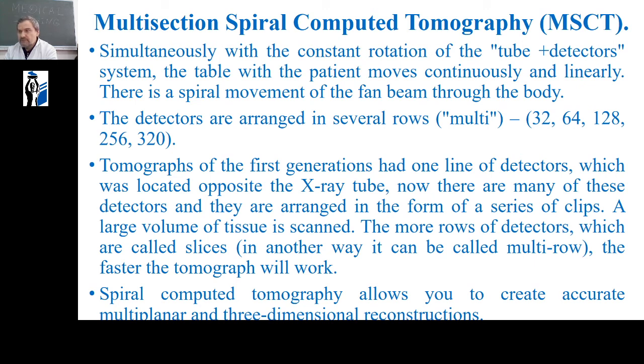Spiral computed tomography allows you to create accurate, multiplanar, and three-dimensional reconstruction. Images are created in axial, sagittal, coronal projections, as well as any other projections of interest to the doctor at many angles to the human body. An increase in the number of detector rows leads to an increase in the cost of the tomograph. Currently, a reasonable compromise is 64 or 128 rows.